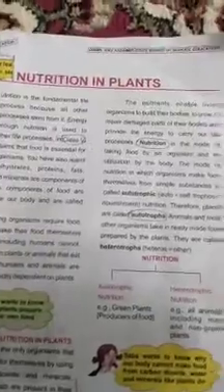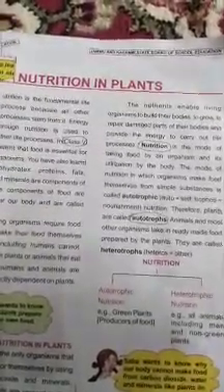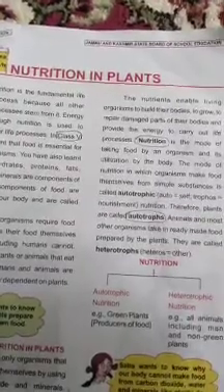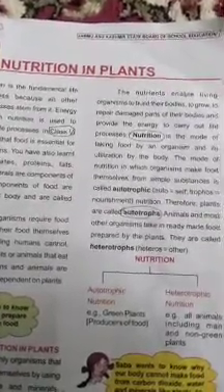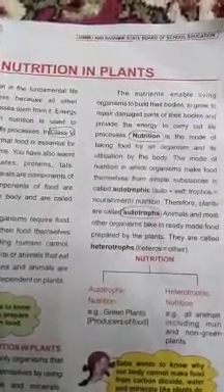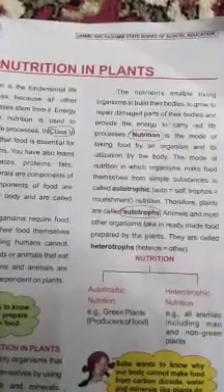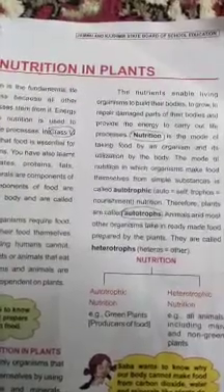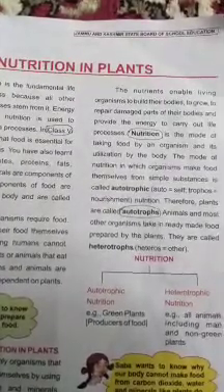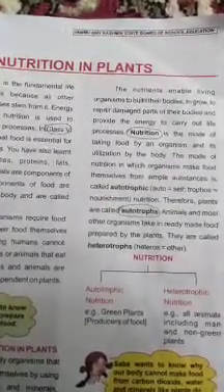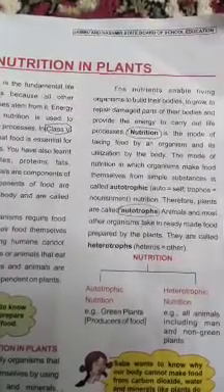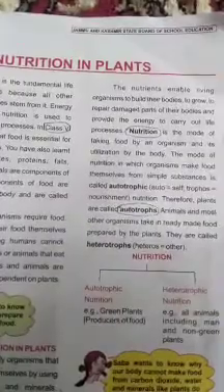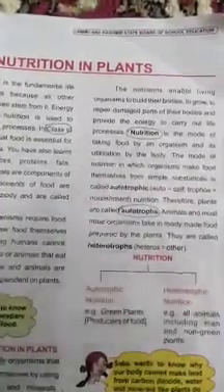all other living organisms other than plants cannot manufacture their own food. They directly or indirectly depend on plants for their food. Other living organisms include humans, animals, wild animals, domestic animals. I can say other than plants includes all the animals.